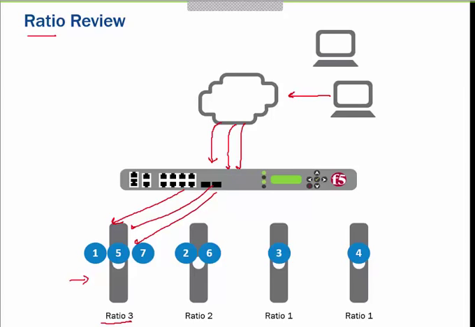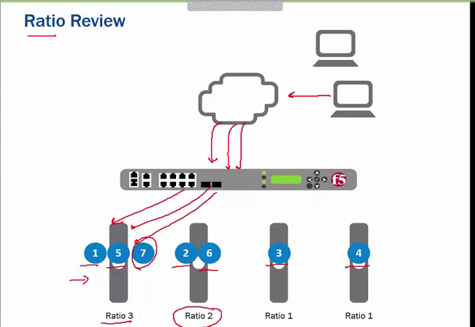What happens when traffic comes: the first traffic comes here, the second traffic here, the third traffic here, the fourth traffic here, and then the fifth and sixth come here. Why? Because this server can take two of the connections. And when the third traffic comes, it goes here. So the traffic is distributed based on the ratio numbers.